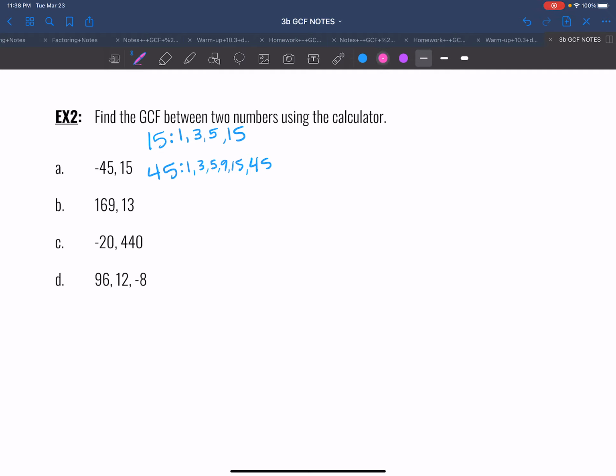Now, between these two numbers here, 15 and 45, I can see that the ones match up. They both have a factor of 3. They both have a factor of 5, and they both have a factor of 15. Our task here is to determine the greatest common factor. So they have, let's see, 1, 2, 3, 4 common factors. But the greatest one is 15. So that would be our answer for the GCF of those two numbers.